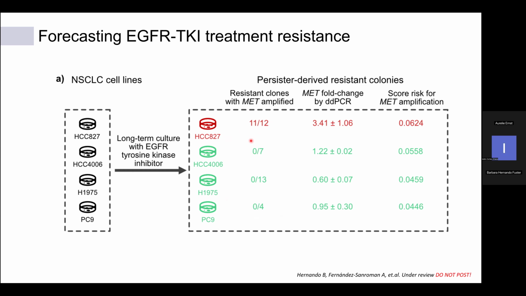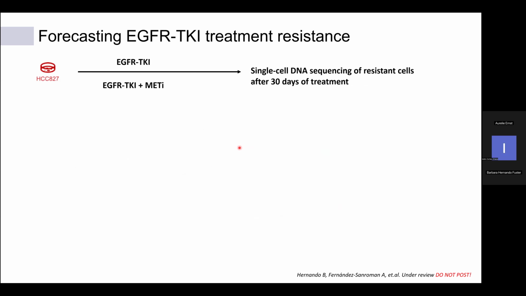And then the next step was to test our hypothesis. Can we, in a way, avoid the MET amplification by treating with both inhibitors, EGFR and MET inhibitors, at the same time? So this was our next experiment. We take this high-risk cell line, and we treat it with an EGFR inhibitor or with the combo of EGFR inhibitor plus MET inhibitor during 30 days.